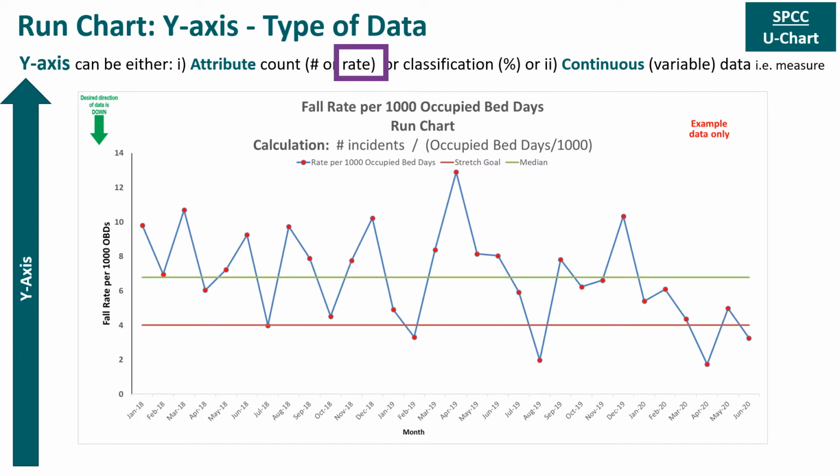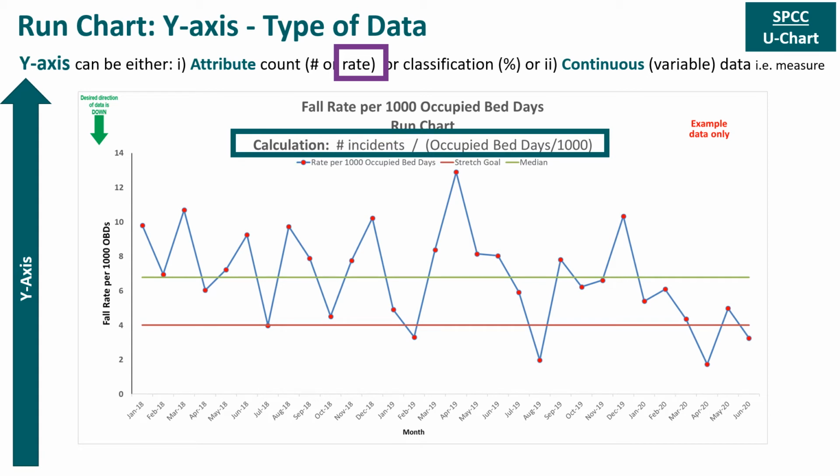In this run chart, we're looking at the fall rate per 1,000 occupied bed days. So the y-axis is a form of attribute count data expressed as a rate. In other words, the fall rate per 1,000 occupied bed days. The way you calculate this is the number of incidents, or the number of fall incidents, divided by occupied bed days, over 1,000.